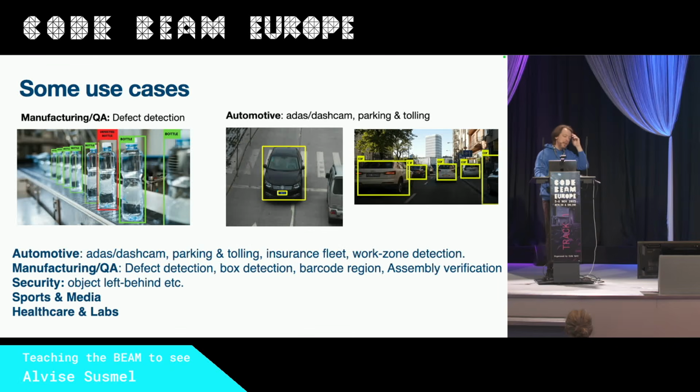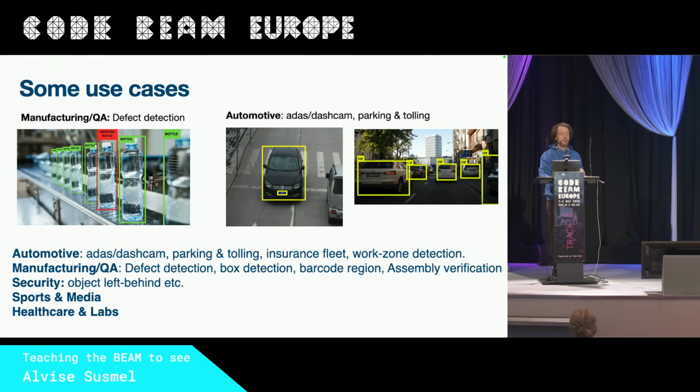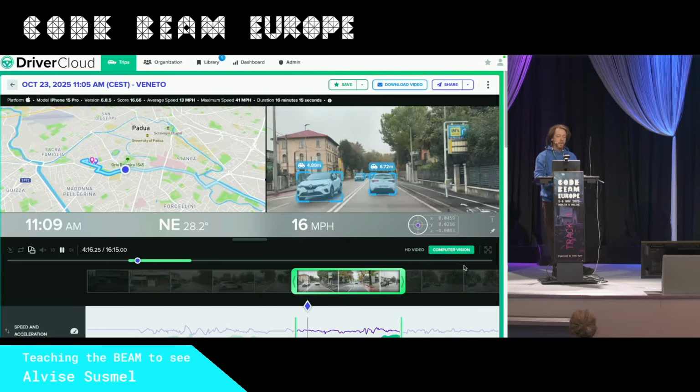There are many, many uses. It's used for manufacturing, defect detection, security, sports and media to track, for example, the players, healthcare, and especially automotive. For example, for ADAS, parking and tolling, and dash cams, and many other uses.